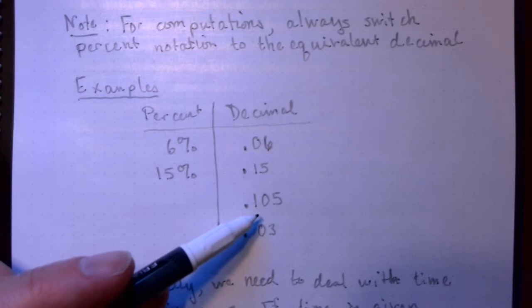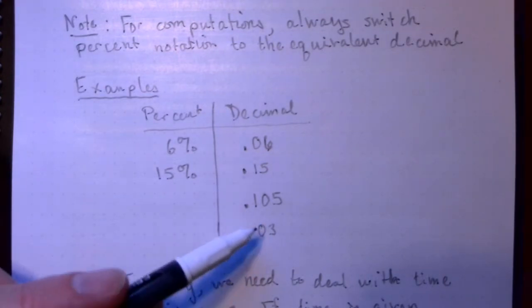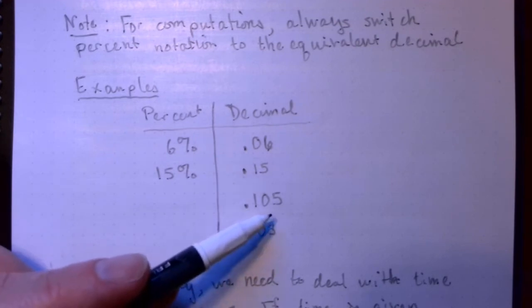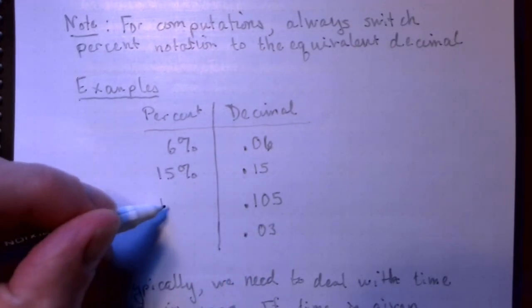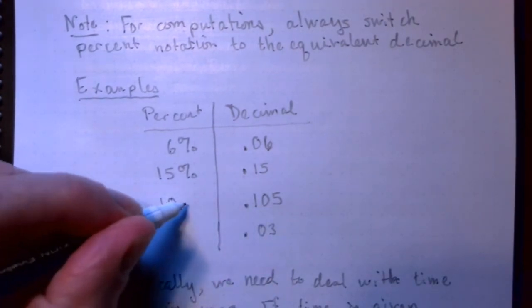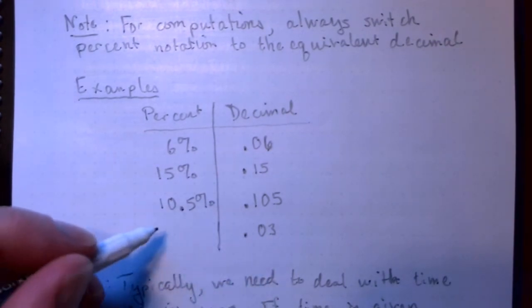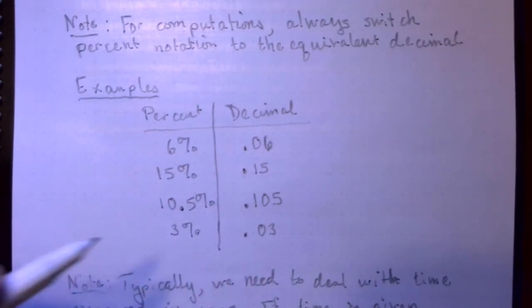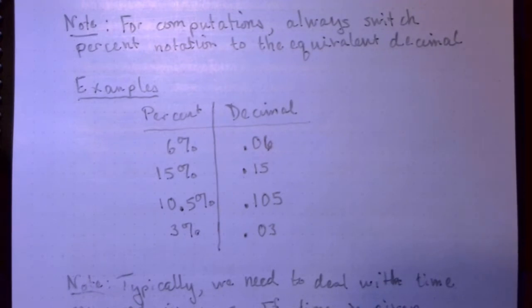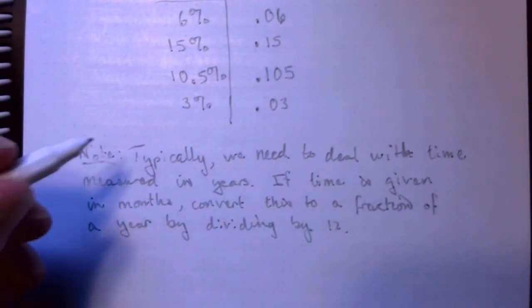Let's say we had this as our decimal version of a percent. Well, if you have the decimal and want to go to percent notation, you move the decimal in the other direction. You move it to the right. So 0.105 would become 10.5%. 0.03 is 3%. Make sure you have facility doing that, because we will need to work on that quite a bit.